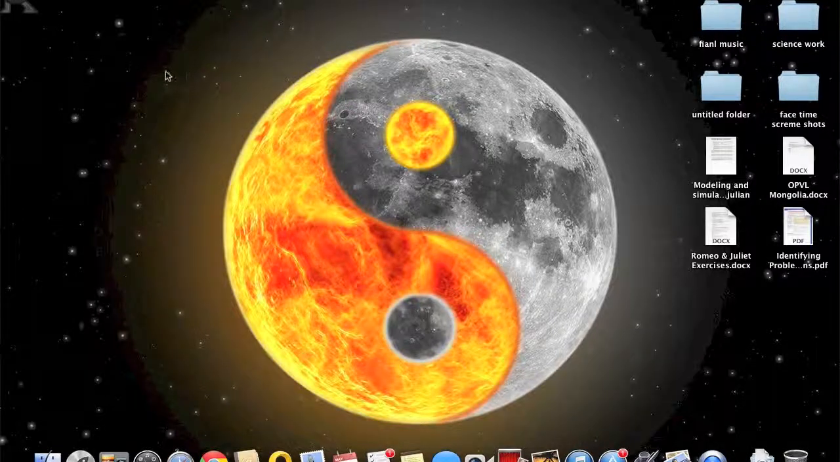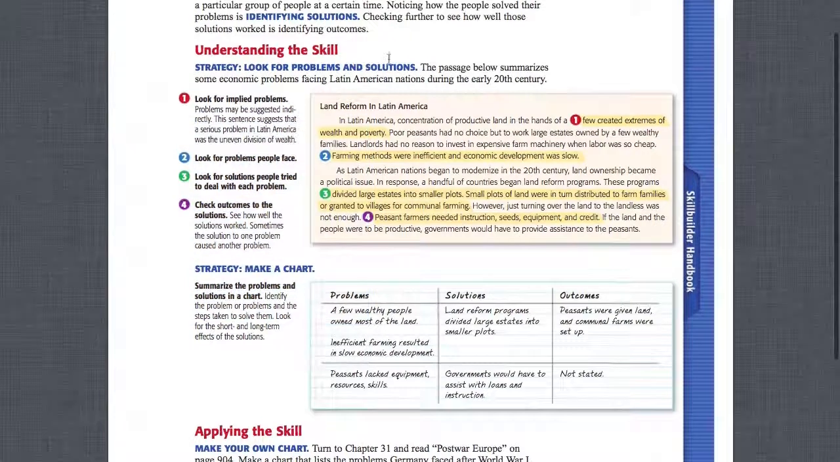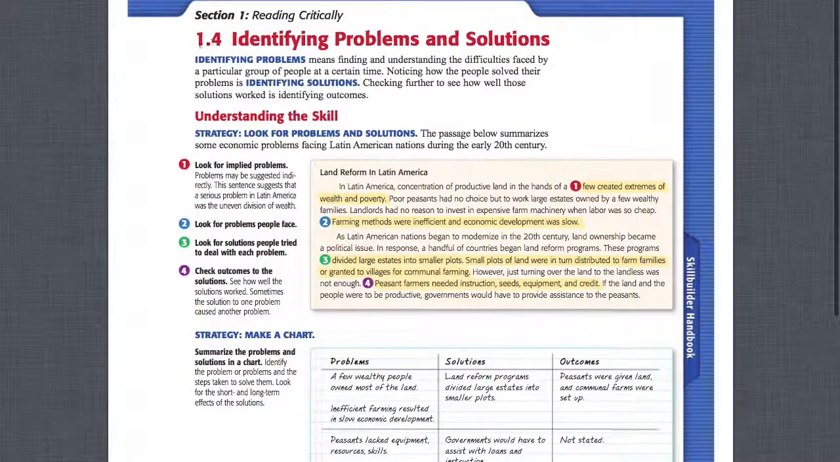Okay. In this video, I'm gonna teach you how to find problems and solutions of a text, essay, or a paragraph. Okay, let's get started. Thanks to Mr. Shuren for sending me this. This is 1.4, and it's find problems and solutions.